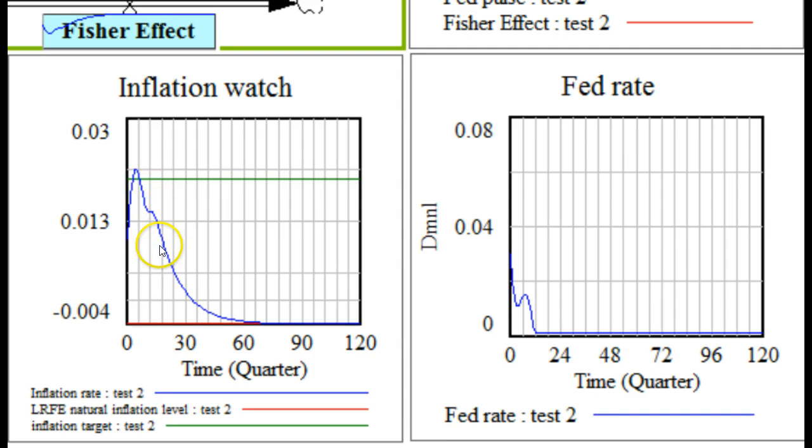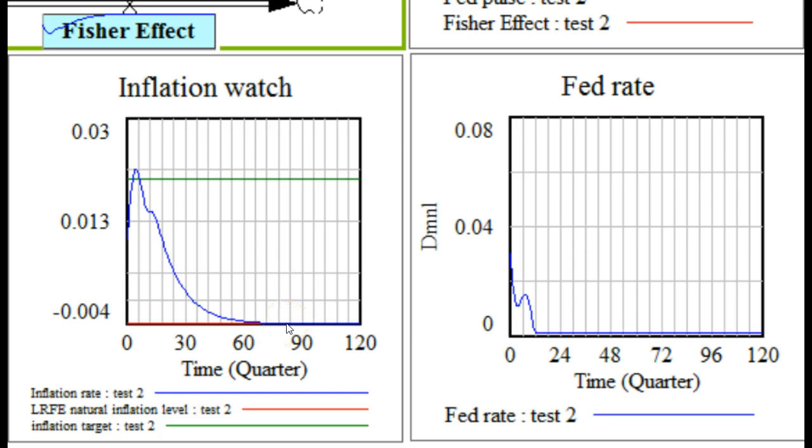So over time, once their call rate, that's what you call it in Japan, once their call rate went down to zero, that lost traction. And then, lo and behold, inflation simply relaxed down with the Fisher effect to its natural level, which was below zero. So there's no fear.